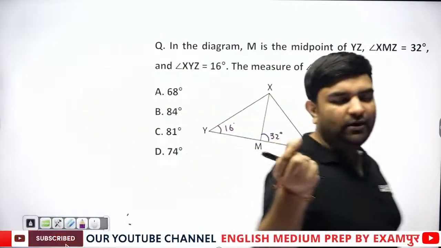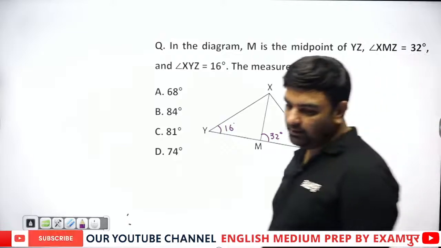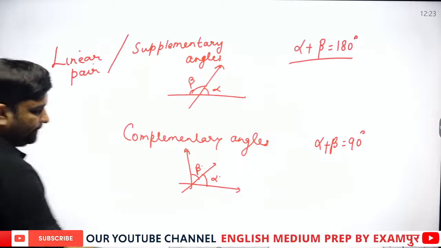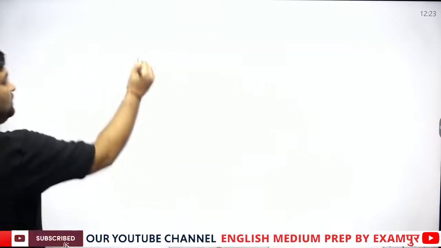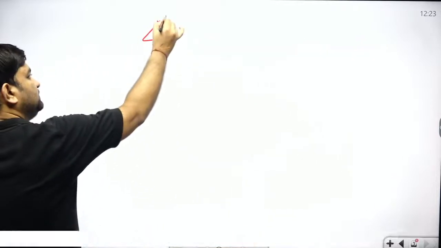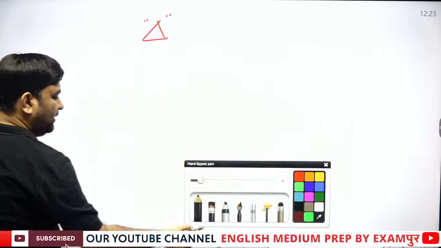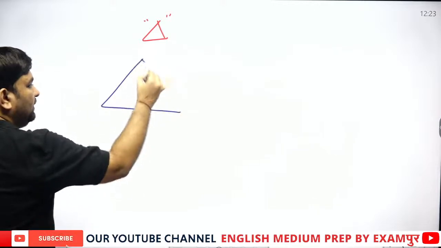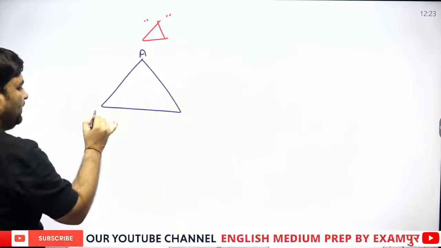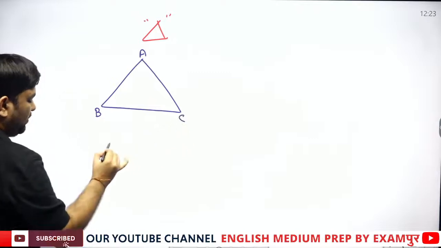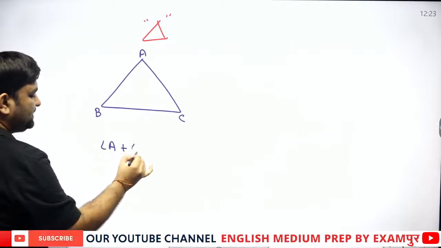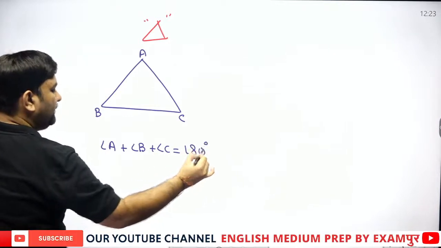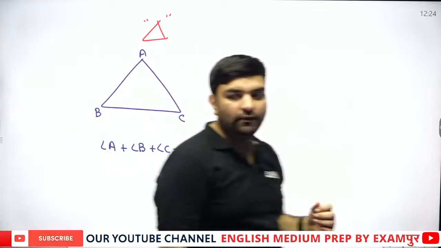I need to take a bit of triangles, guys. Make the heading triangles. In any triangle, the sum of all angles is 180 degrees. Sum of angle A plus angle B plus angle C is 180 degrees. We have been reading it from our childhood.